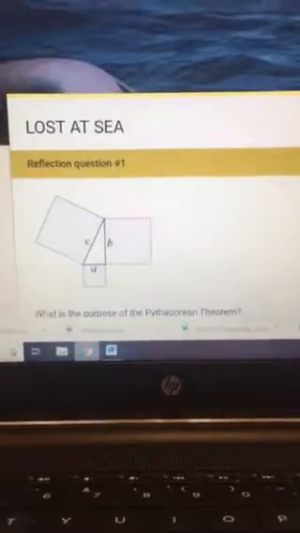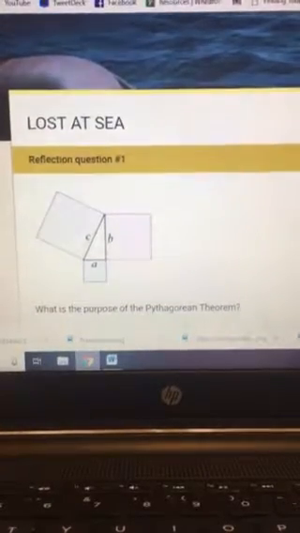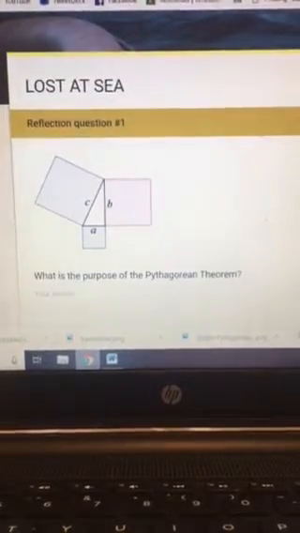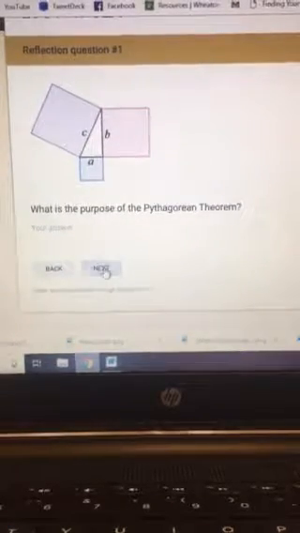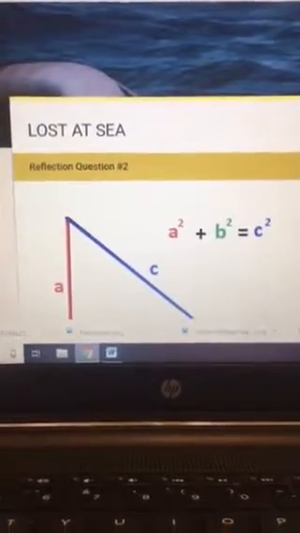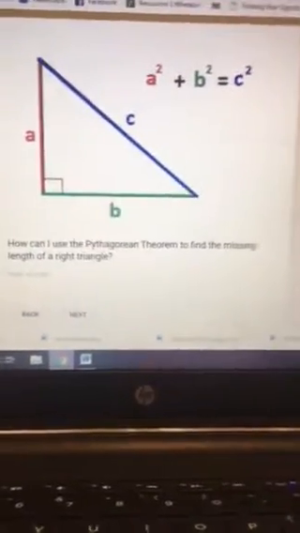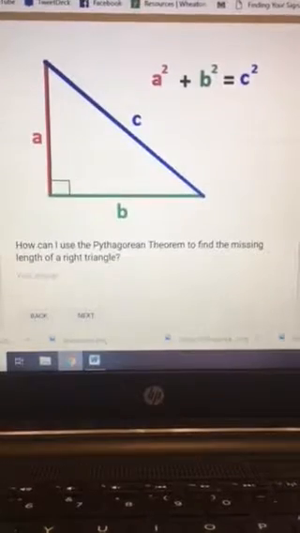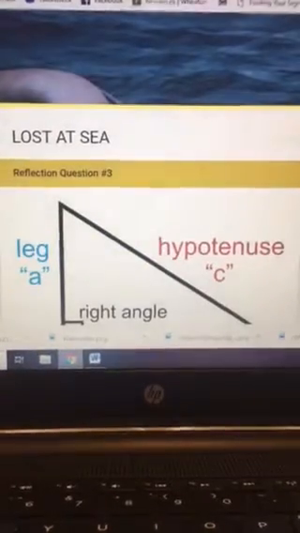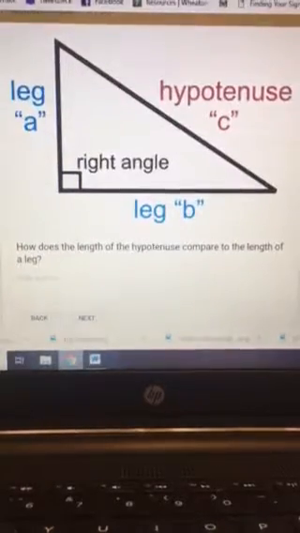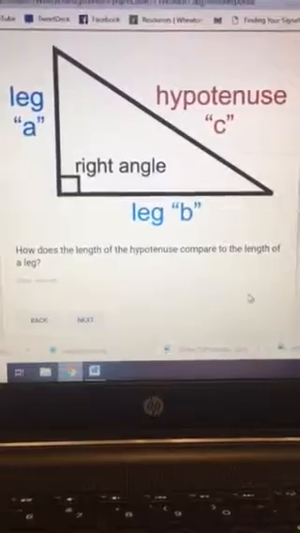All right, and then we're just going to come to some reflection questions. So reflection question number 1, what's the purpose of the Pythagorean theorem? And then they have some space to respond. Next, reflection question 2. How can I use Pythagorean theorem to find the missing length of a right triangle? Reflection question 3 is, how does the length of the hypotenuse compare to the length of a leg?